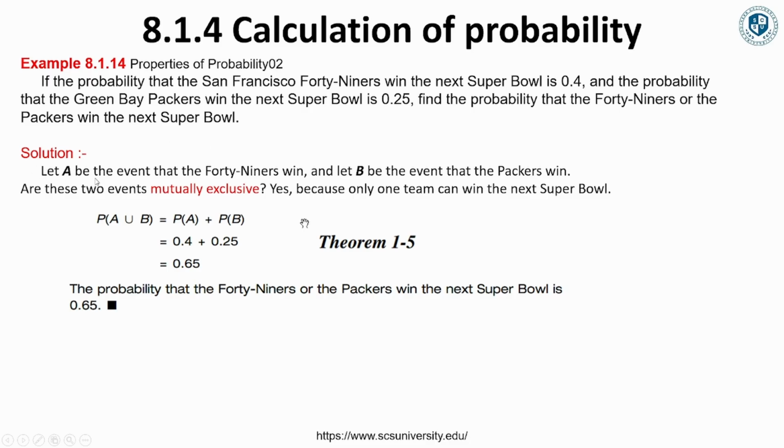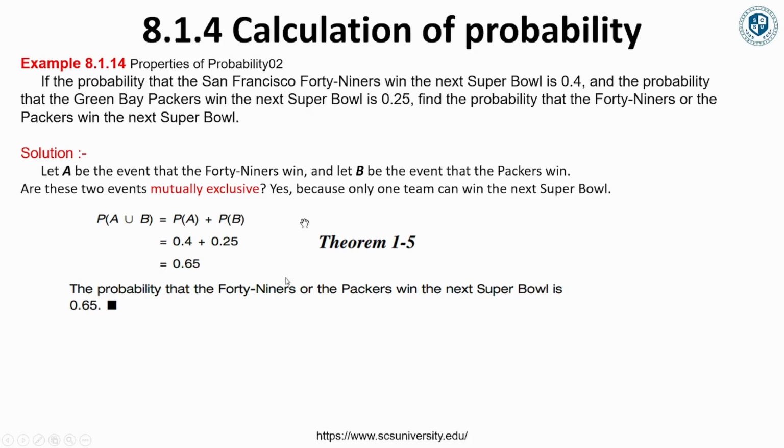Solution: let A be the event that the 49ers win, and let B be the event that the Packers win. Are these two events mutually exclusive? Yes, because only one team can win the next Super Bowl. The probability of the union equals the probability of A plus the probability of B, which equals 0.4 plus 0.25, which is equal to 0.65. The probability that the 49ers or the Packers win the next Super Bowl is 0.65.